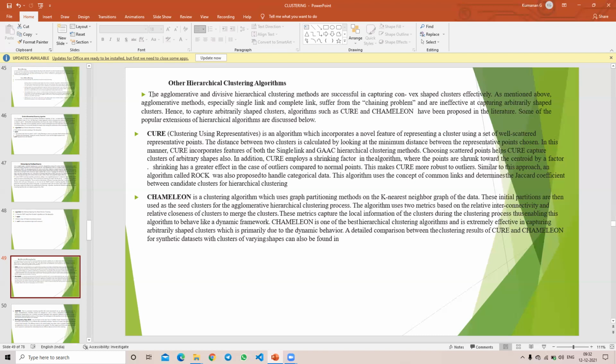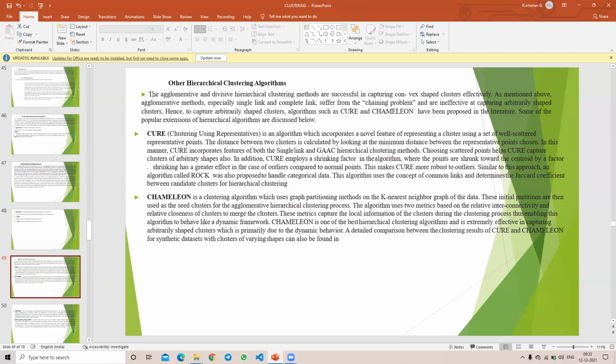In addition, CURE employs a shrinking factor in the algorithm. When the points are shrunk towards the centroid, the shrinking has a greater effect in the case of outliers compared to normal points. This makes CURE more robust to outliers. Similar to this approach, an algorithm called ROCK was also proposed to handle categorical data. The algorithm uses the concept of common links and determines the Jaccard coefficient between candidate clusters for hierarchical clustering.